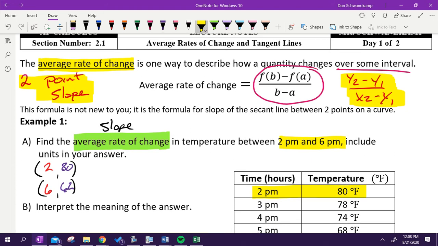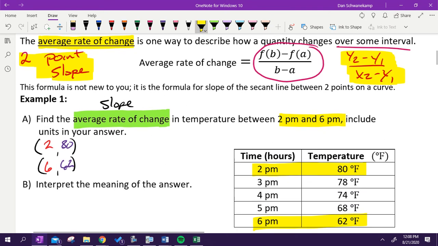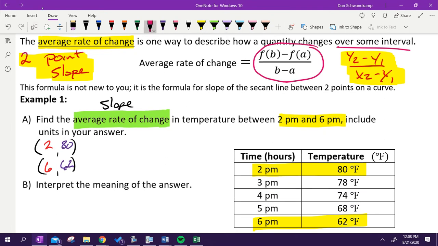The first question says, find the average rate of change in temperature between 2 p.m. and 6 p.m. Include units in your answer. So when we see average rate of change, we're just thinking slope. So I did 2 ordered pairs because we're finding slope. We need 2 x values and 2 y values. 2 p.m. and 6 p.m., those are my x values. We go to our chart here to find my y values. So my y are 80 and 62.